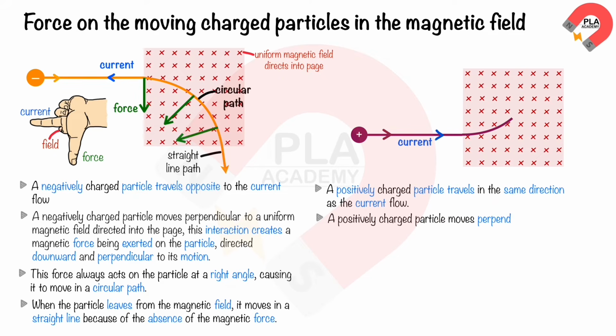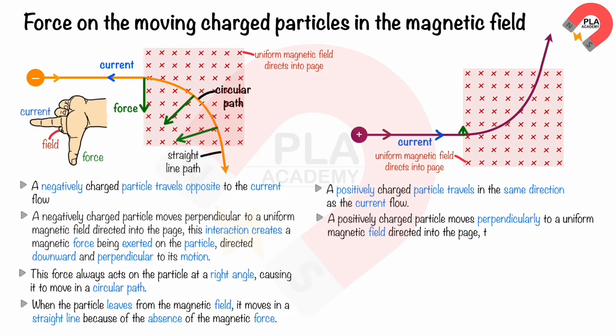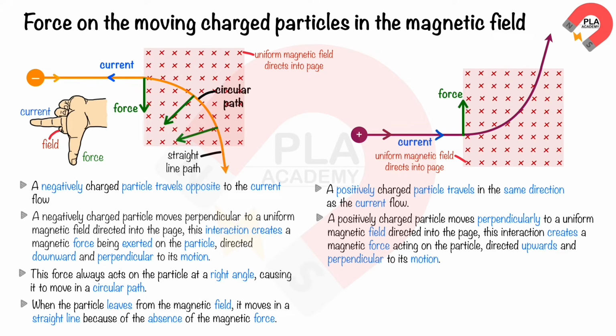When a positively charged particle travels in the same direction as the current flow, the positively charged particle also interacts perpendicularly with a uniform magnetic field directed into the page. This interaction creates a magnetic force acting on the particle, directed upwards and perpendicular to its motion.